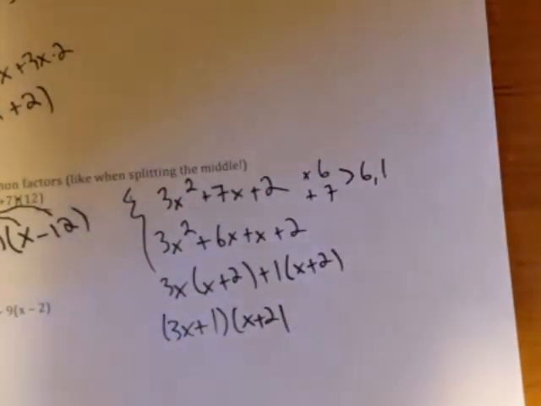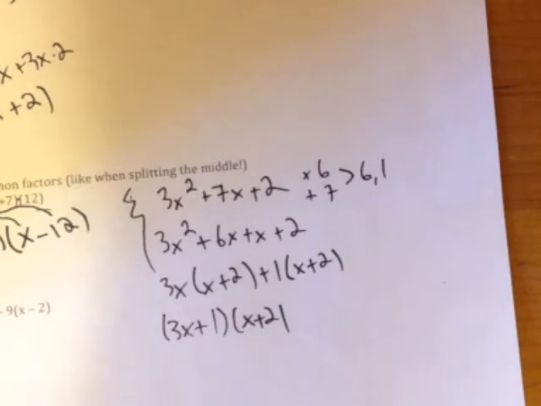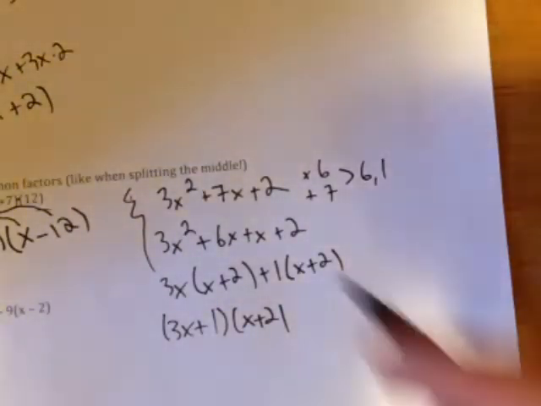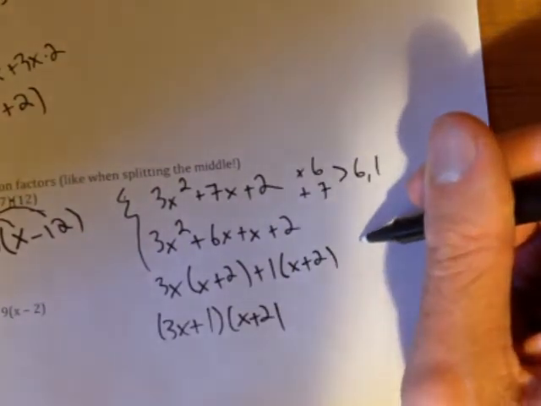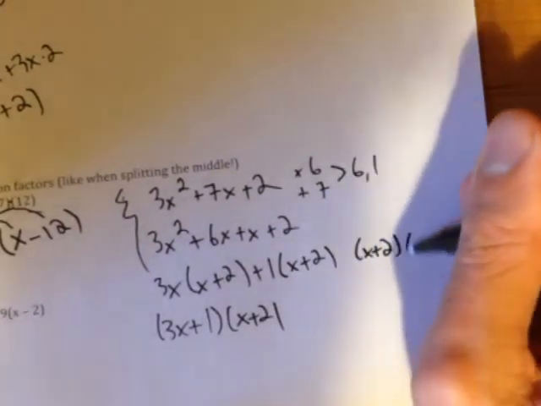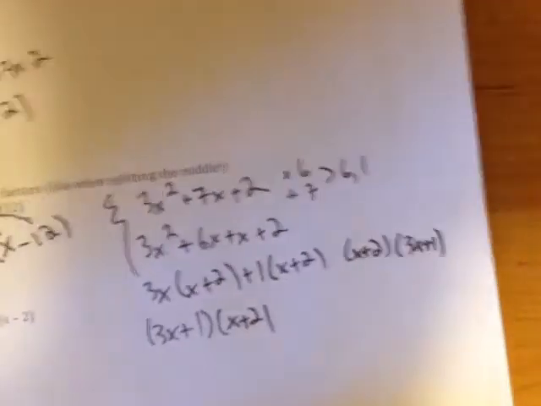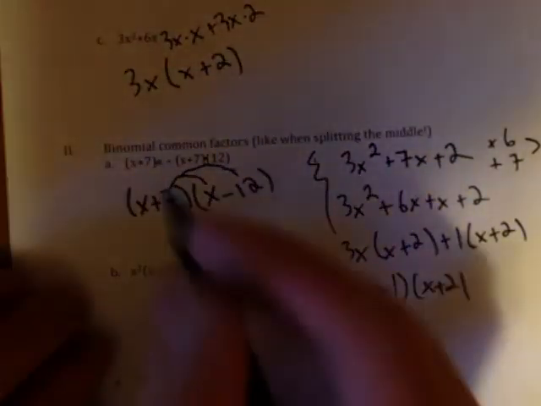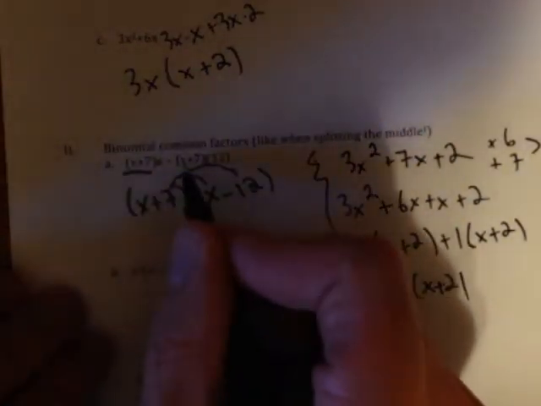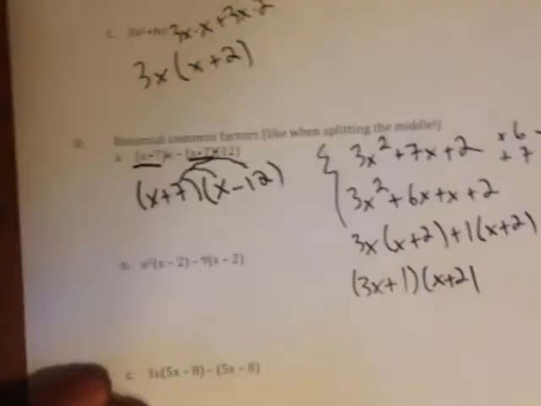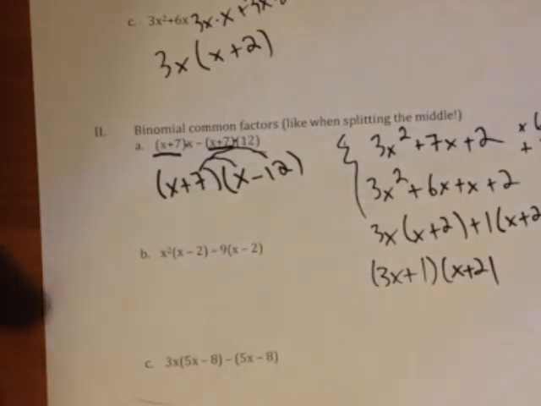That's how I've usually written it, because to me I think of it as reversing the distributive property. But you could also write it as x plus 2 times 3x plus 1, factoring out the common binomial. That's really the same thing that we're doing over here. We see an x plus 7 times an x and an x plus 7 times a 12, so we're rewriting it as x plus 7 times x minus 12.